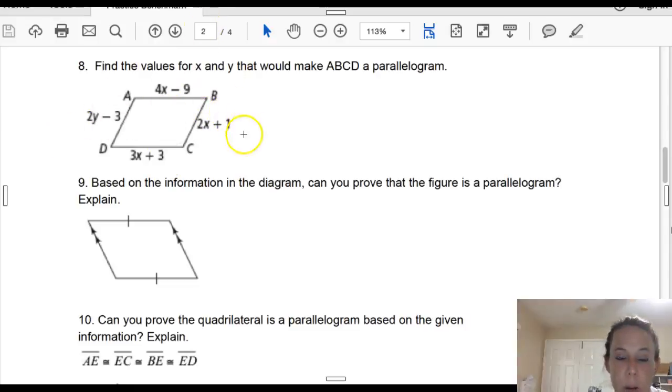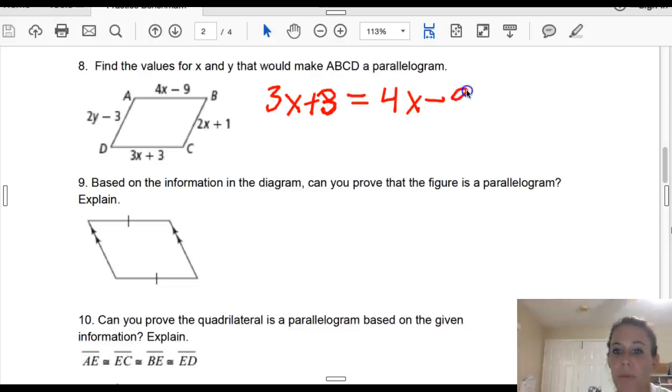Now, looking at what I want to set up first, this has a y in it and this has an x in it. So if I set these equal to each other, I'm not going to be able to solve for anything because I don't have the same variable. These both have x's in them, so I'm going to set those equal to each other: 3x plus 3 equals 4x minus 9.